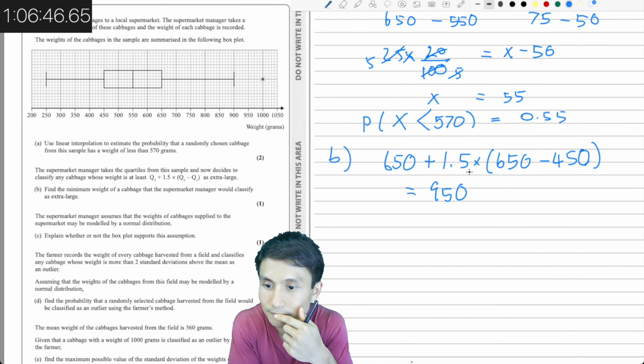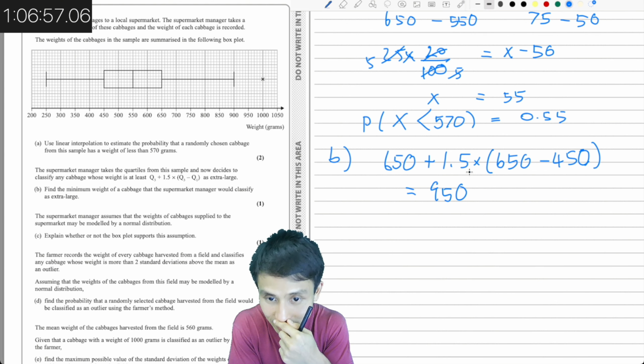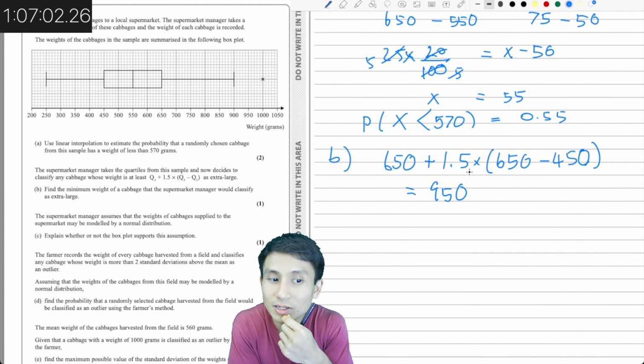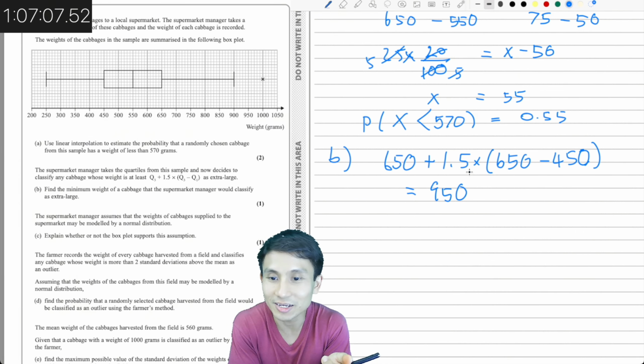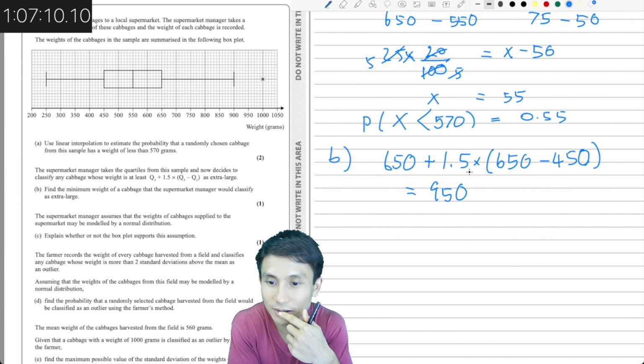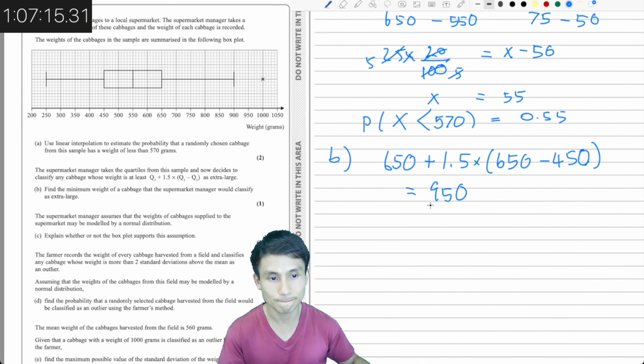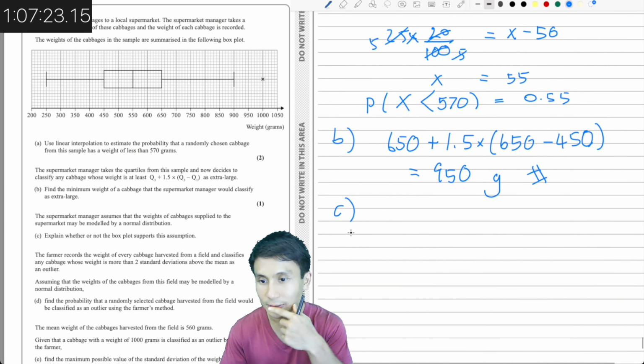We've got to use the diagram to find out 950 there. But find the minimum weight of the cabbage that the supermarket manager would classify as extra large. Minimum weight, is it 900? This is the minimum weight. Yeah, this is it. But the actual minimum weight, I'm just going to say it's in grams.